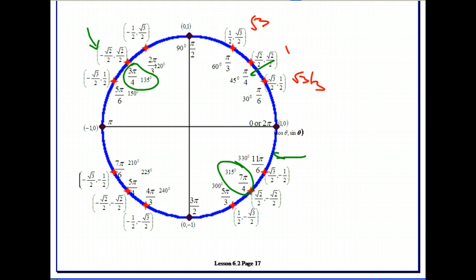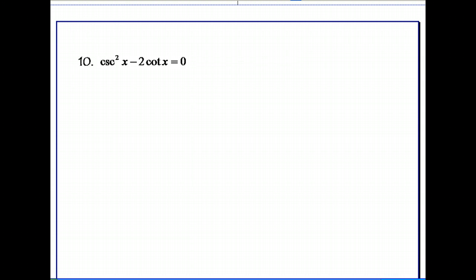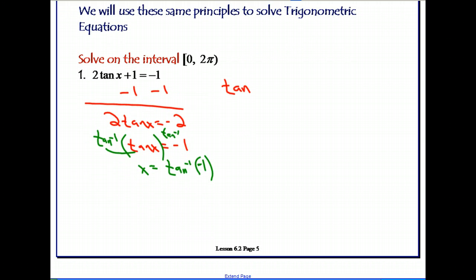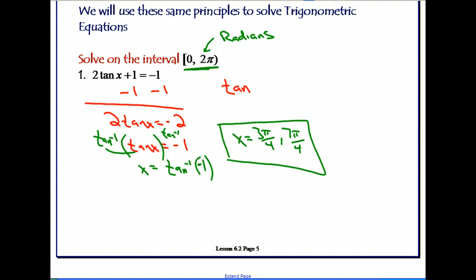So I come back. What was the tangent inverse of -1? Come back here. That's a long ways back, isn't it? What's the tangent inverse of -1? Look at this now. I get two answers. It says on the interval between 0 and 2 pi, so using that interval, they mean use radians. If they said between 0 and 360, we give them the degree answer. So our two answers are going to be x equals 3 pi fourths and 7 pi fourths.